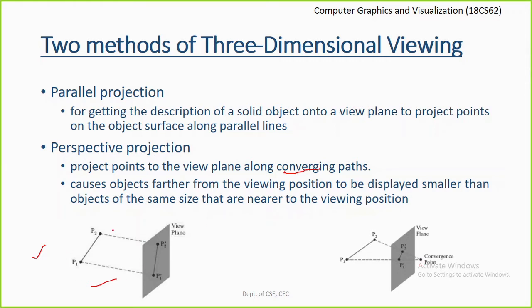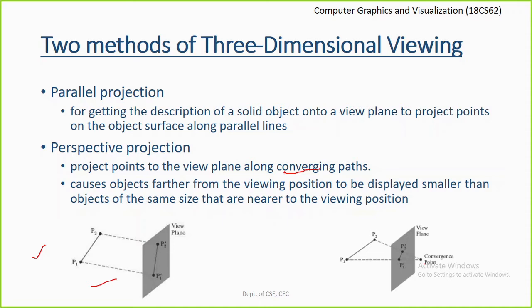So there was no concept of convergence point in the case of parallel projection. Whereas when it comes to perspective projection, it projects points to the view plane along the convergent paths. These convergent paths converge at this convergence point. It is used to get a more natural viewing. How does a human eye work? It's based on this principle. So we can get realistic perspectives of the objects using this perspective projection. We can understand the perspective of maybe the distance of the objects or the different views.